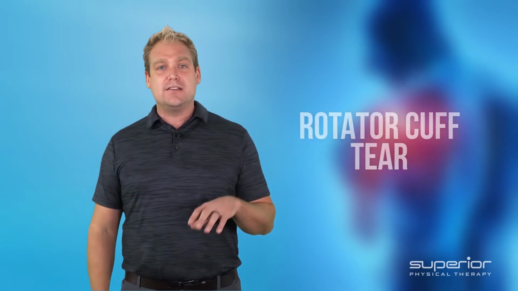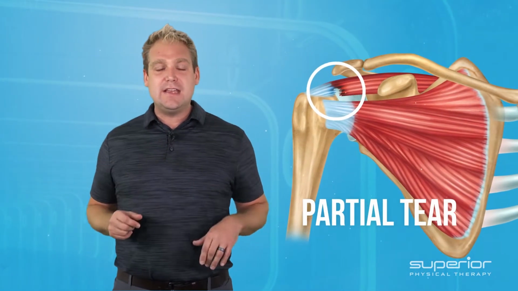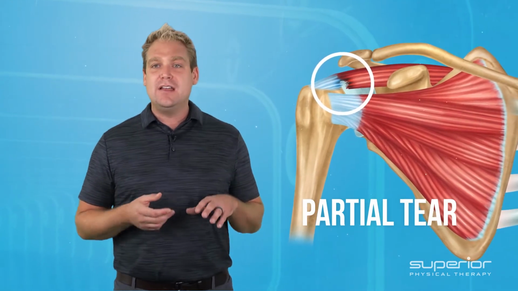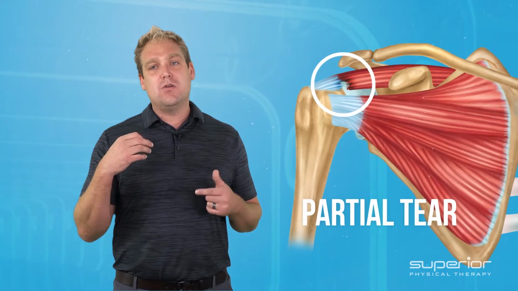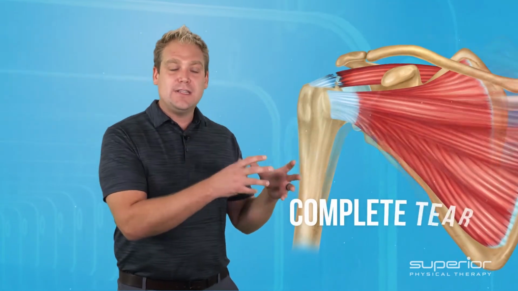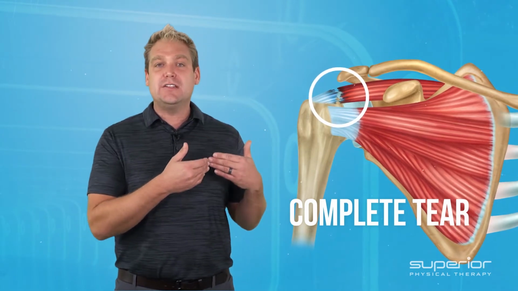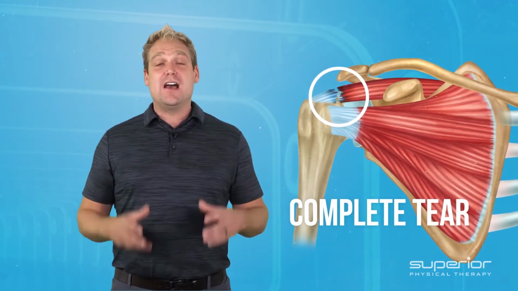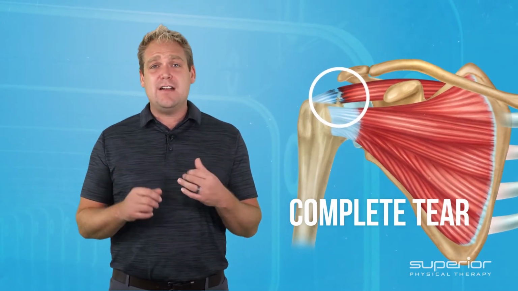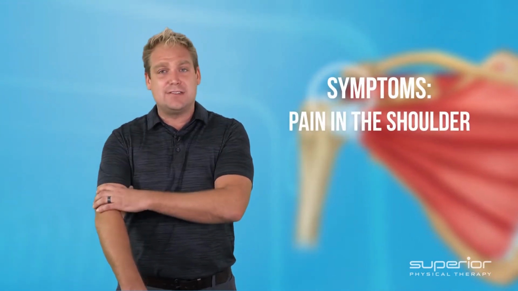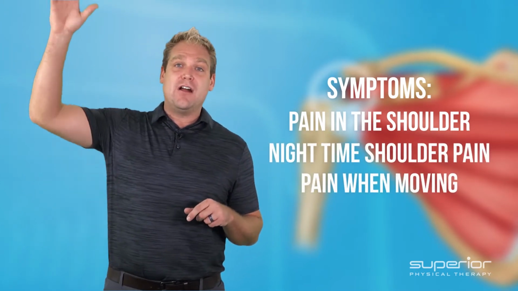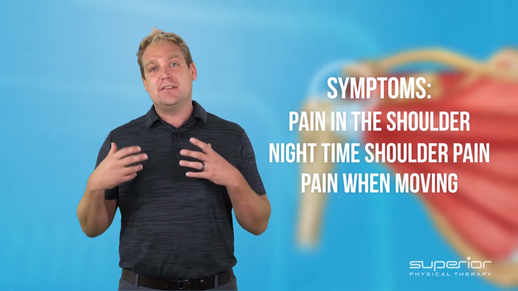The two main categories are a partial tear, meaning that where the muscle turns into a tendon and the tendon attaches to the bone, that tendon has torn slightly, partially. The other end of the spectrum is called a complete tear, where the tendon has completely torn off of the bone. All of those sound really scary. The symptoms of a rotator cuff tear is, again, pain in the shoulder. Sometimes it travels down the shoulder, nighttime shoulder pain, and then more often than not, when we lift our arm overhead, that can oftentimes increase the pain.